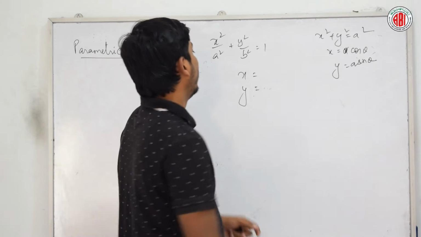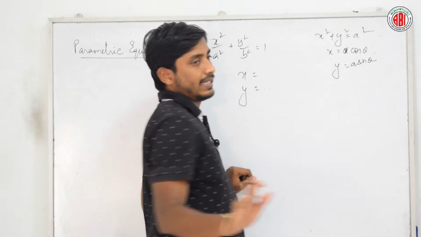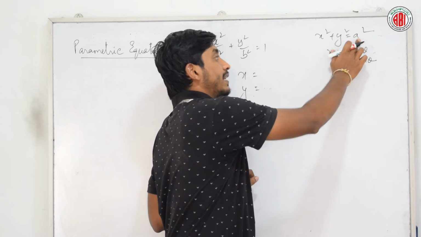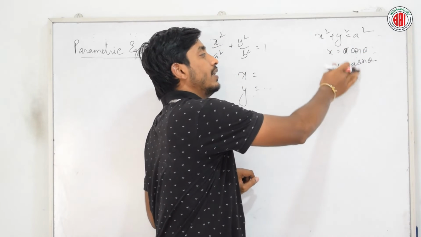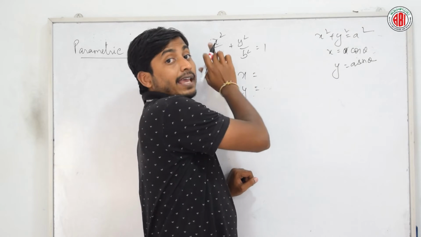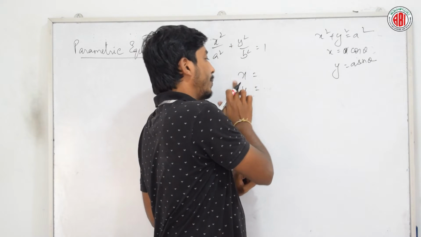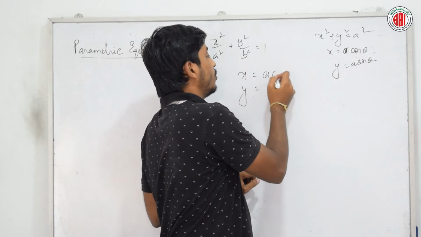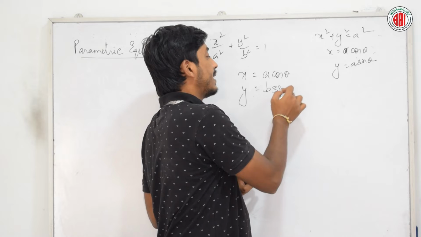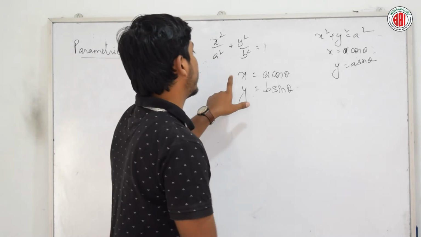Just tell me. Instead of x we can put a cos theta, that is fixed. Then when it comes to the constant, since it is a square on the right side, we have put a for x and y. So what about this? We have a square here and b square here. So let us put x is equal to a cos theta, y is equal to b sin theta. Just check whether you can substitute it.